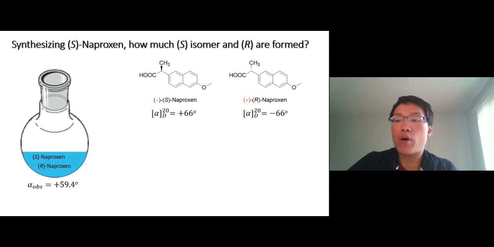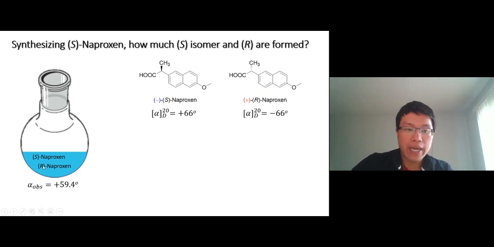Another skill that's really important for a chemist making medicine. When you make a medicine, let's say in this case we want to make S-naproxen, which is pain relief, fever relief medicine, and R-naproxen kills your liver. Of course, we want to make just the S, not the R. But here's how we do it.